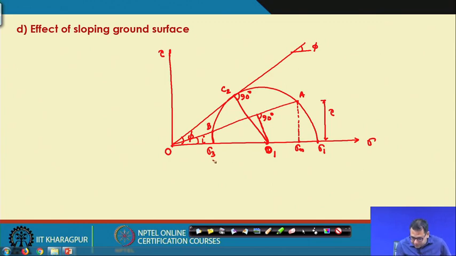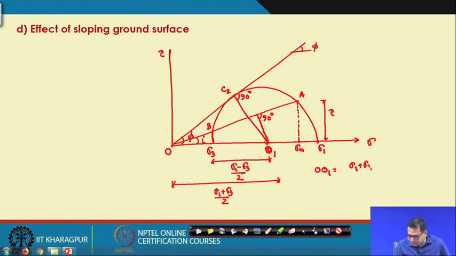So, again I can write this radius of the circle is sigma 1 minus sigma 3 divided by 2, and this O1 from this origin is also sigma 1 plus sigma 3 divided by 2. So, O1 is sigma 1 plus sigma 3 divided by 2. Okay. So, this is the construction side of all the cases.